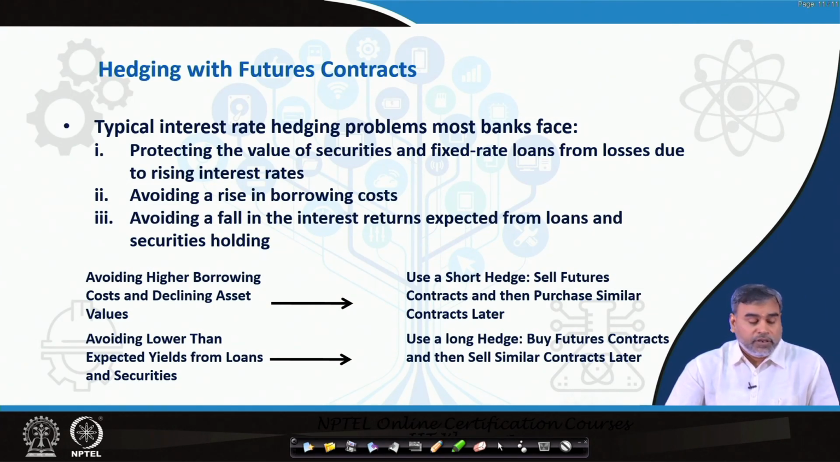If they want to avoid lower than expected yield from the loans and securities, then use a long hedge: buy the futures contracts and then sell the similar contracts later. So, this is the way in practice the commercial banks use futures instruments for hedging in that particular system.